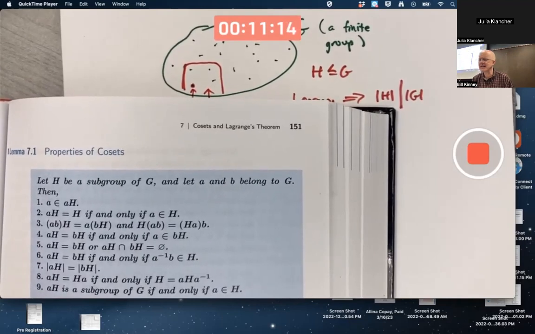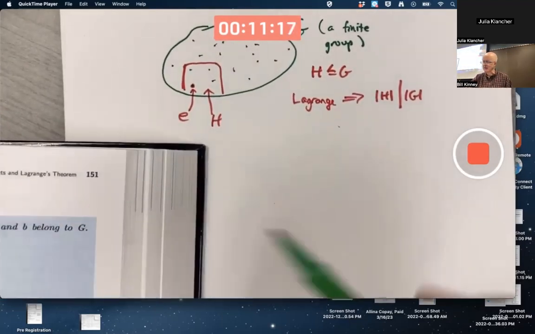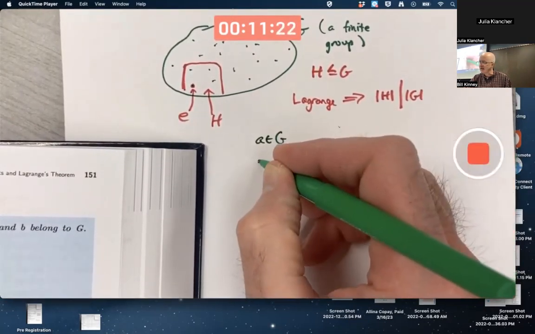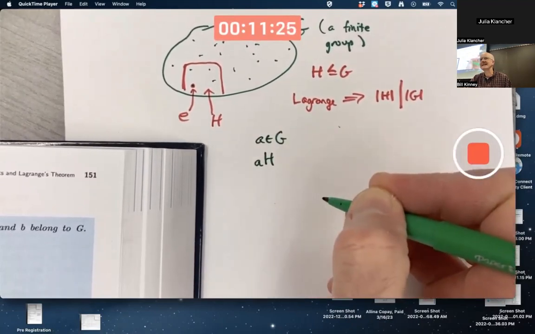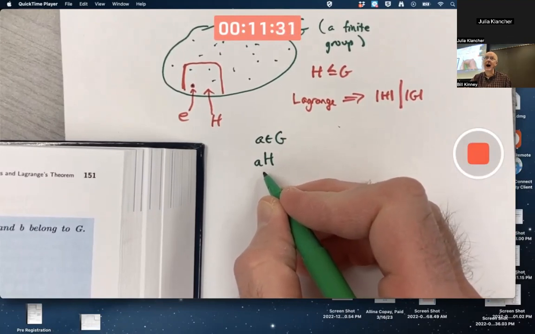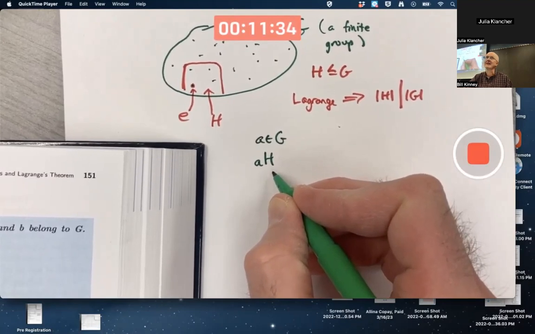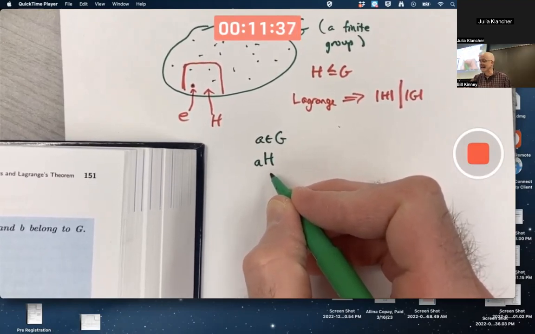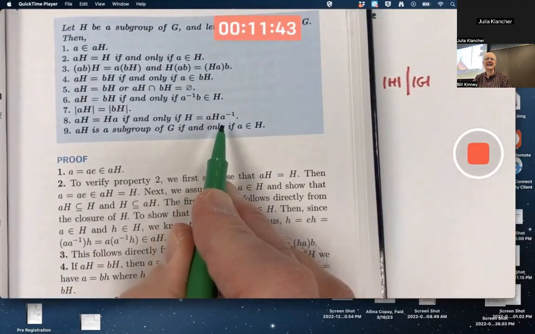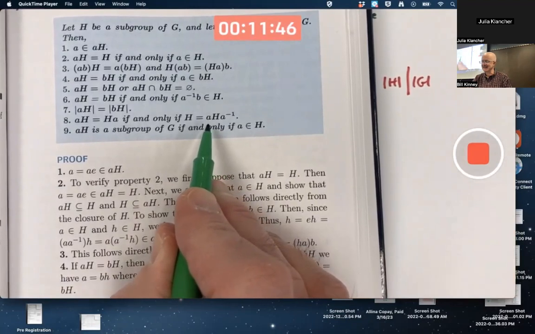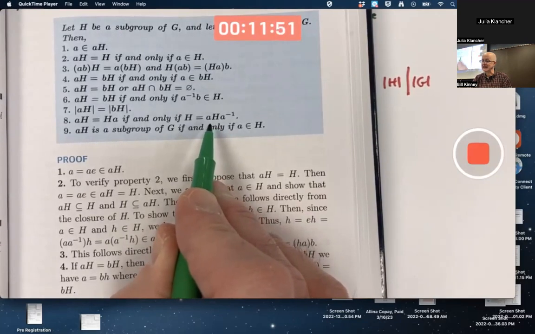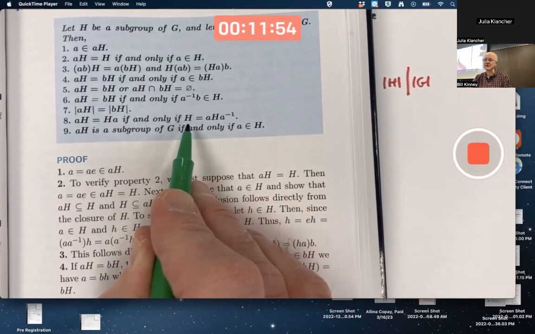Well, what is the coset again? We should remind ourselves of that. For an arbitrary A in G, the left coset of H in G containing A is AH. Left cosets are AH, right cosets are HA. This thing is AHA. Yeah, although in general, that's not a coset, unless A happens to be in H. Then it equals H, which is a coset.